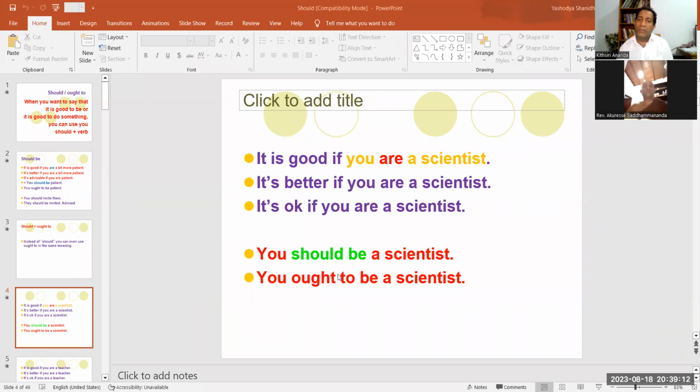But I see a lot of qualities related to a scientist. I see a lot of such qualities in you. Then I would say you should be a scientist, or you ought to be a scientist. So if I say that you should be a scientist, I mean that it is good, it is better, it's okay if you are a scientist, because you have a lot of qualities of a scientist. Knowledge and the competency. That means you possess similar qualities, similar attributes, similar competency of a scientist.